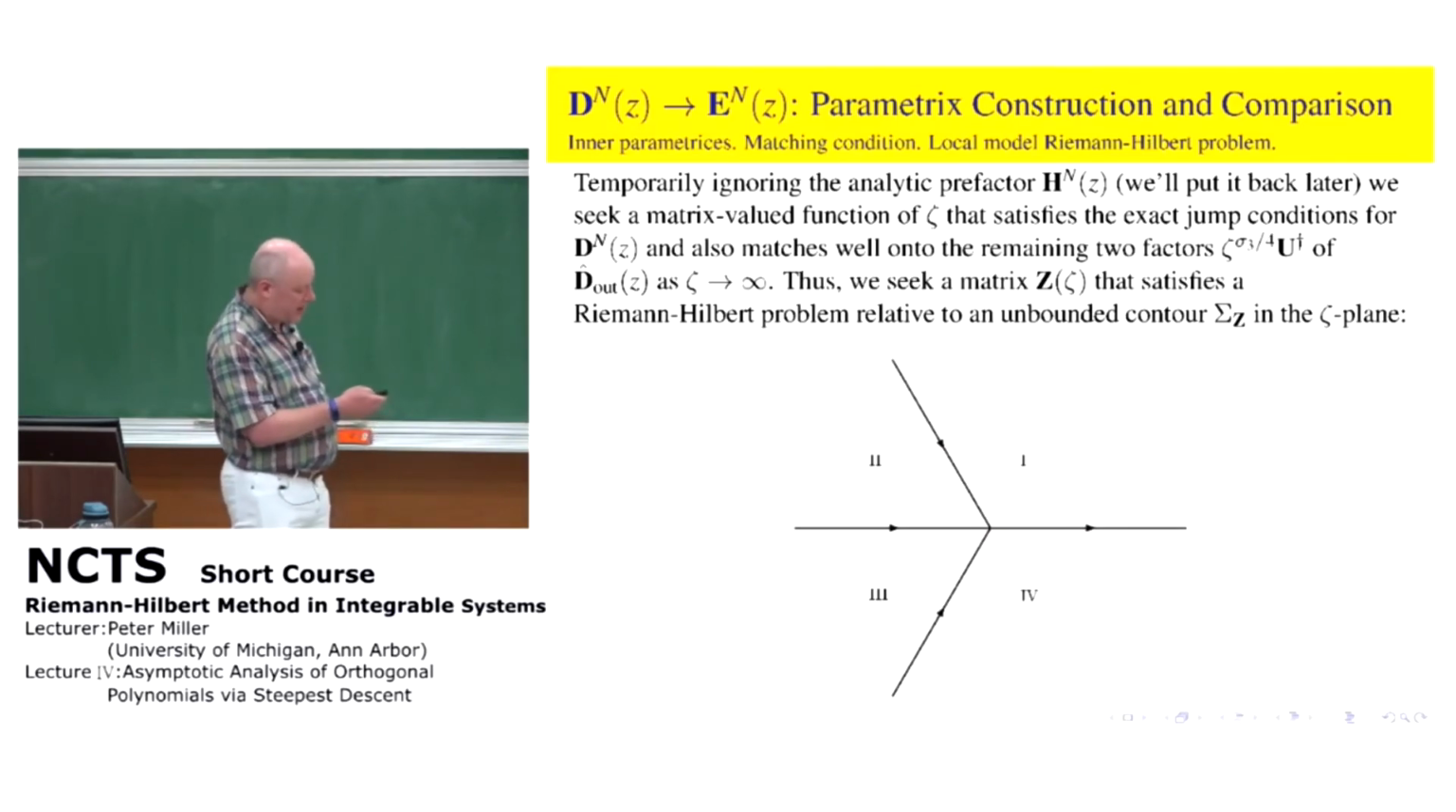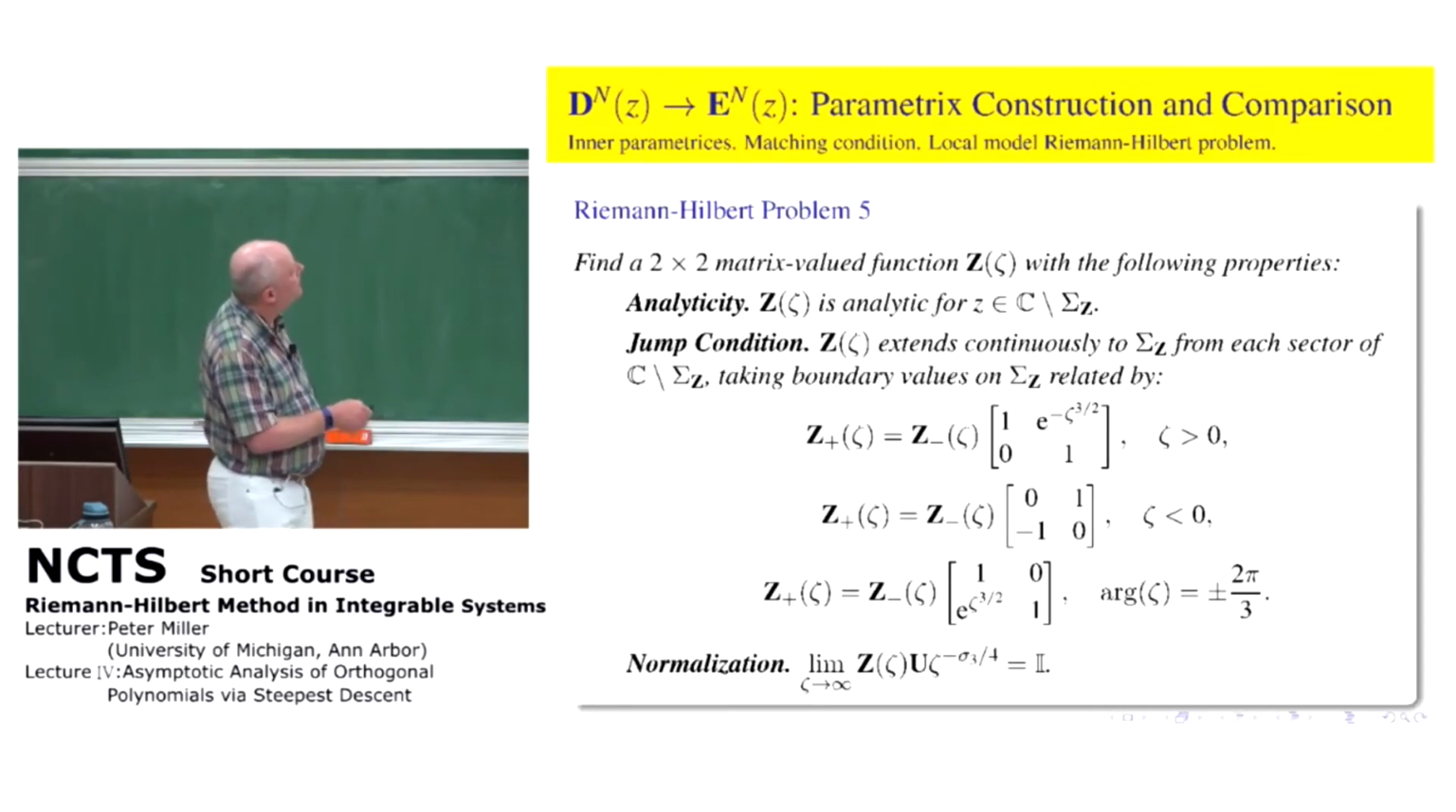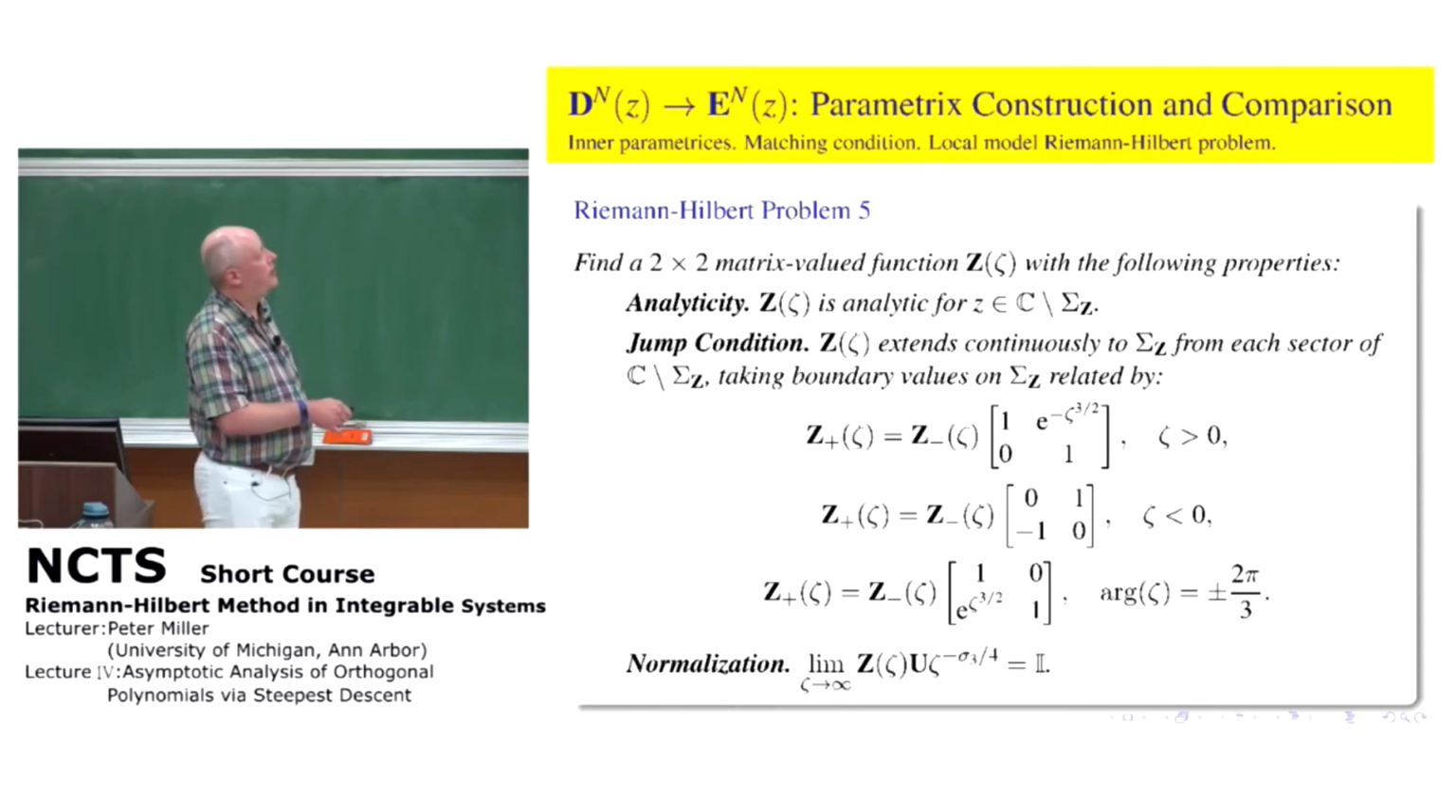So let me write down that Riemann-Hilbert problem. Let's try to find a 2 by 2 matrix-valued function, Z of zeta, that's analytic in the complex plane minus this contour. It extends continuously to the contour from each of the 4 sectors, and it takes boundary values on those sectors related by these jump conditions.